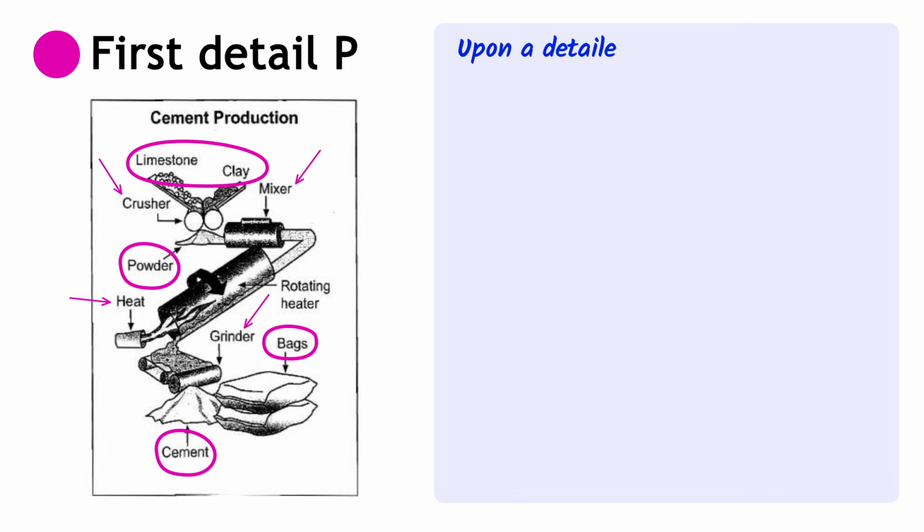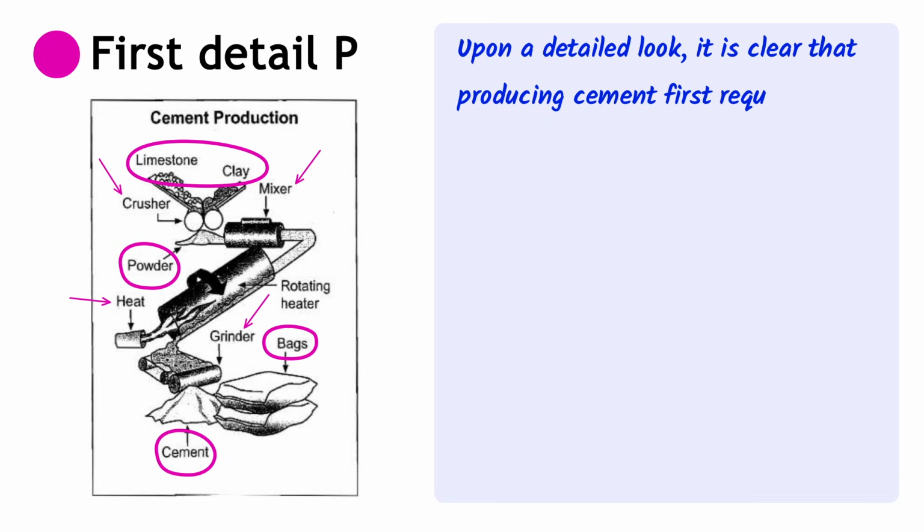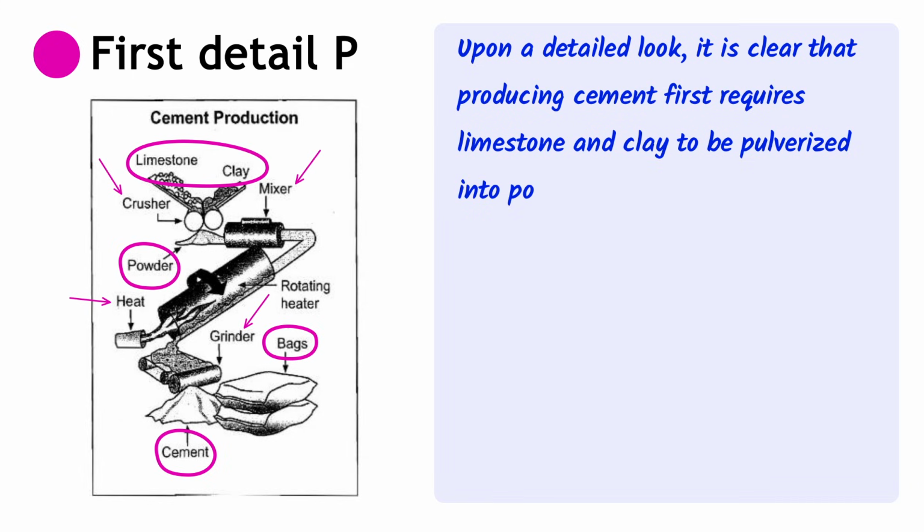Upon a detailed look, it is clear that producing cement first requires what? 2 basic substances are required here. First, it requires limestone and clay to be pulverized into powder with the use of a crusher. I use the word pulverized.